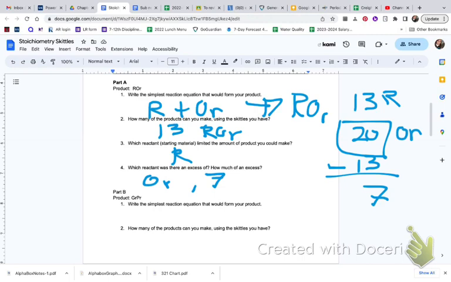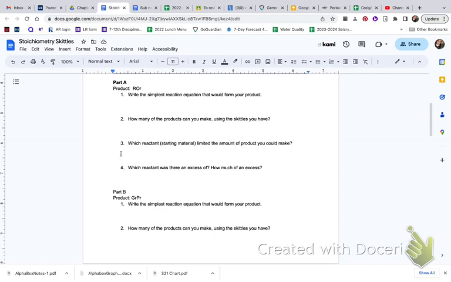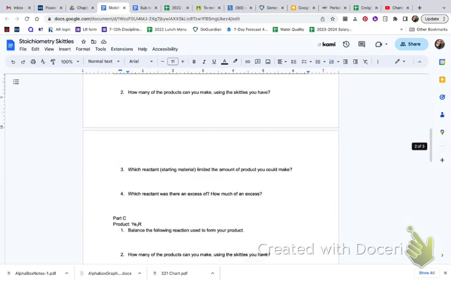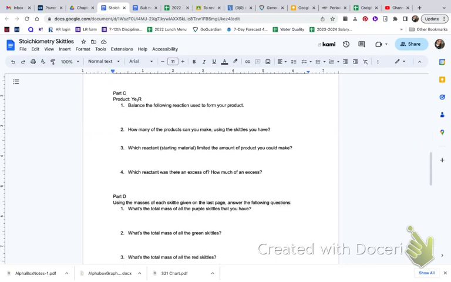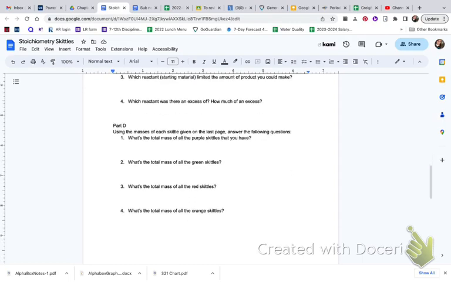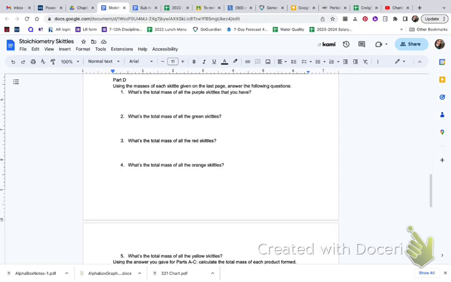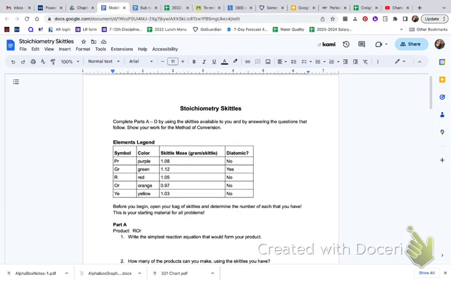Okay, so now you know how to do part A, which means you should be able to do part B and part C on your own because they are the same thing. You just have to write a different reaction and you're using a different substance. It's when we get to part D that we start changing things up. Part D wants you to give the masses of each Skittle. So in order to get mass, we have to use the Skittle mass, aka molar mass, that they have given you in the table up here.